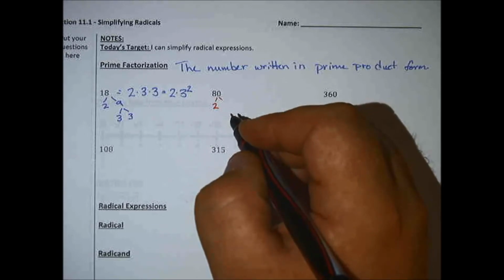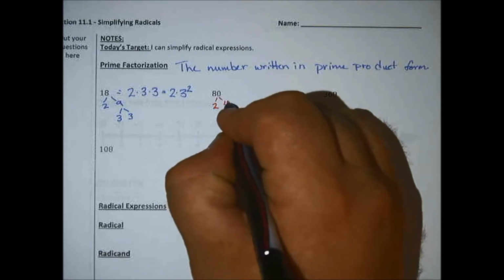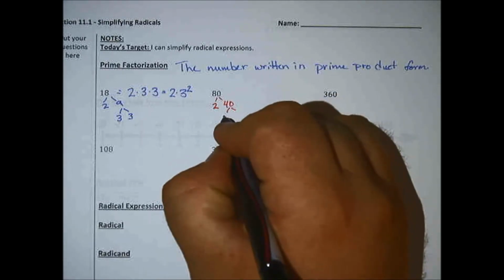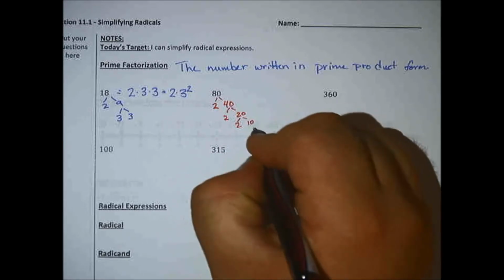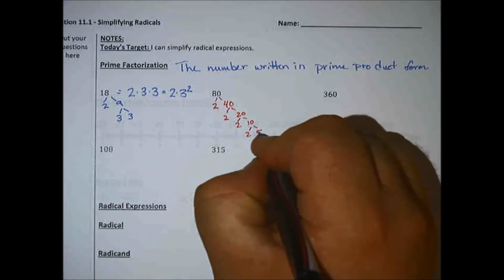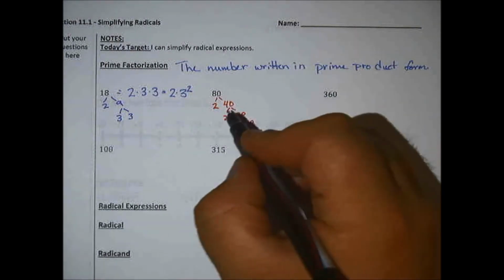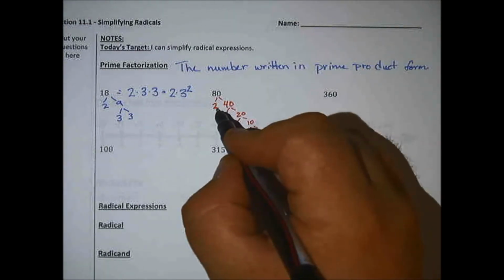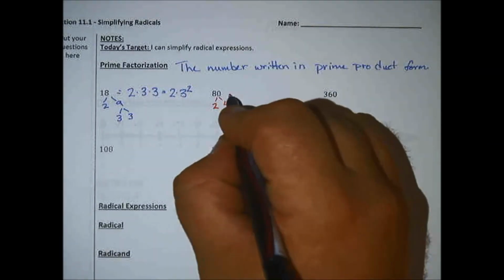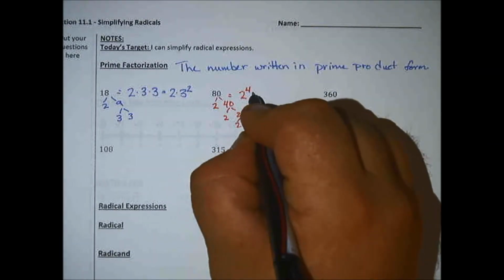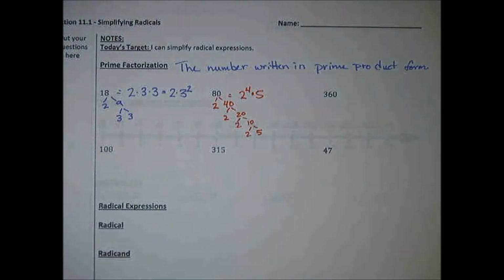So 80 is a multiple of 2, and it's 2 times 40. 40 is 2 times 20. 20 is 2 times 10. And 10 is 2 times 5. So how many 2's do I have? 1, 2, 3, 4 2's, and 1 5. So I would write it as 2 to the 4th times 5, and you should as well.